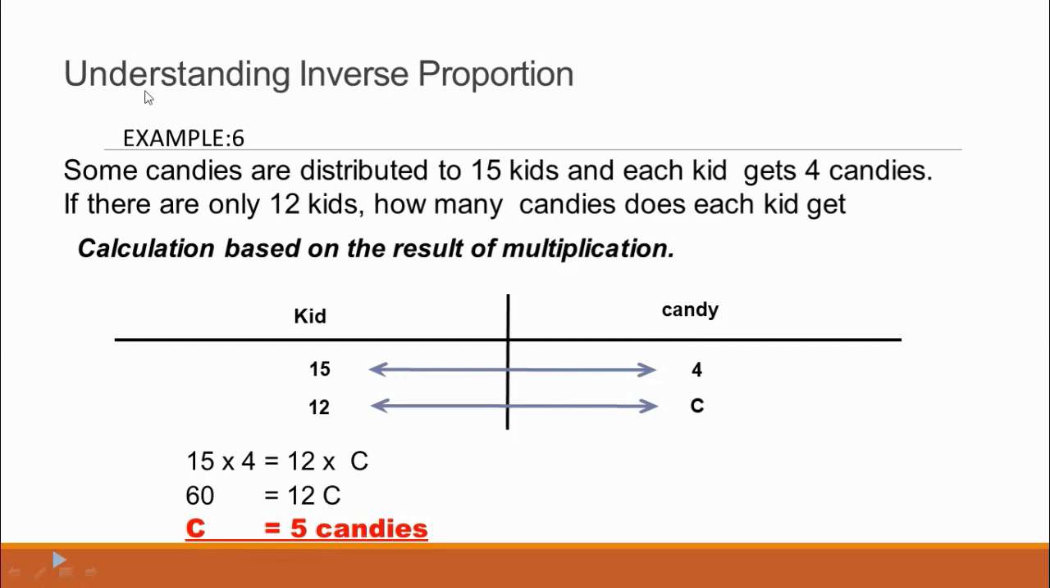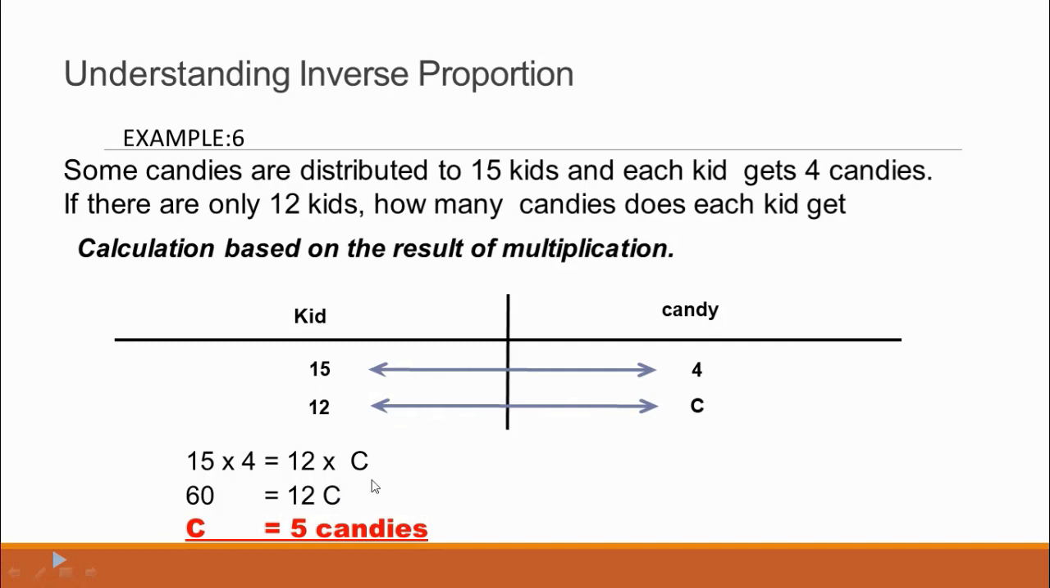So, for direct proportion, dear students, note that we multiply the cross quantities, these two quantities and these two quantities. But for inverse proportion, we multiply the horizontal quantities, the row quantities: multiply the quantities of the first row and the quantities of the second row, and then find the unknown quantity.